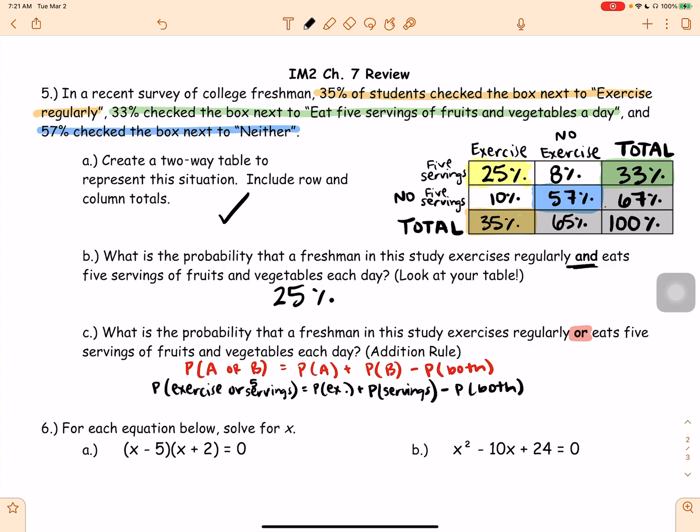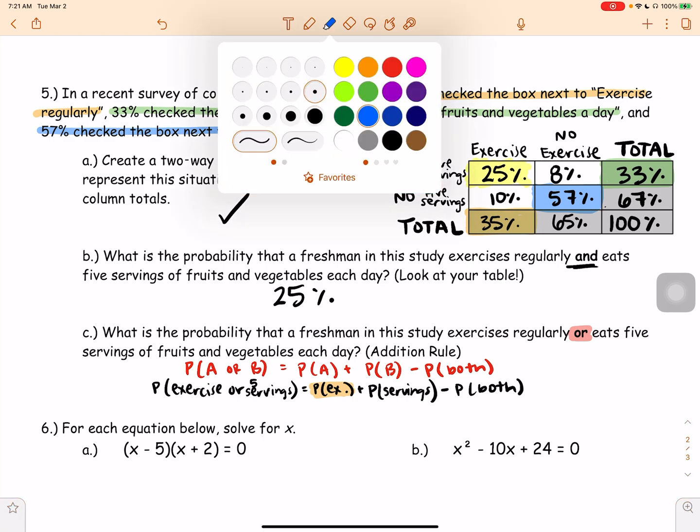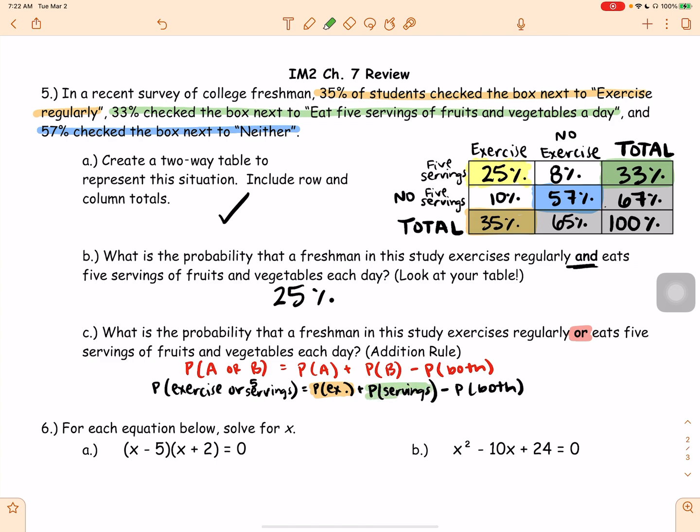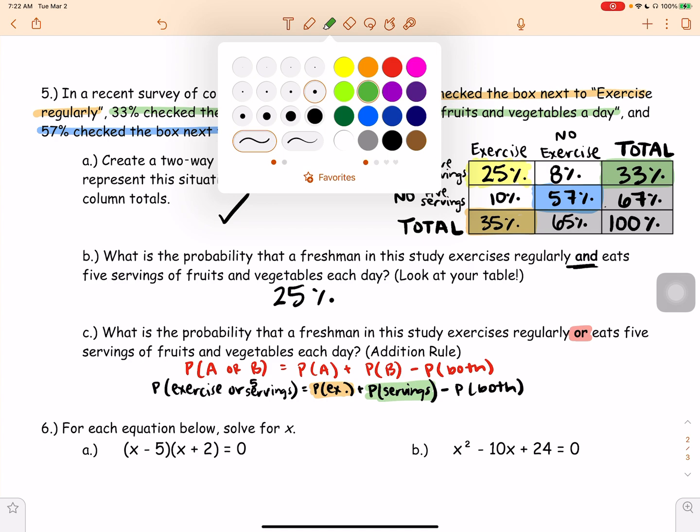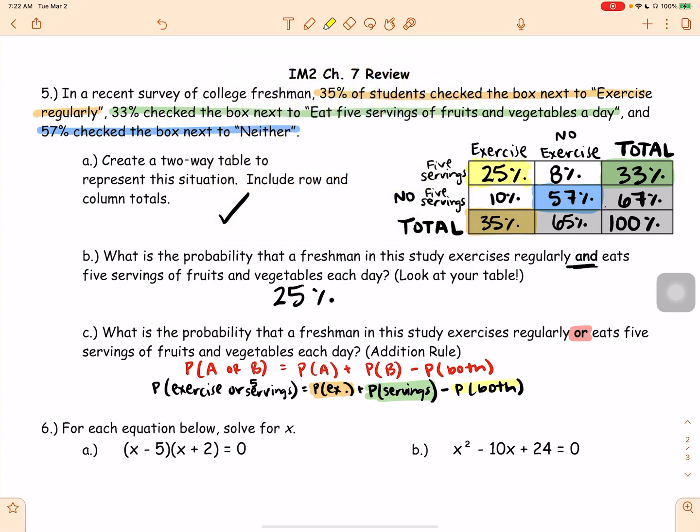So let's see here. The total number of students who exercise is what's going to go here. The total number of students who eat their 5 servings a day is what's going to go here. And the total number of students who do both of those, exercise and eat their 5 servings, is here. And we already have all of those numbers highlighted in the table above. Okay, and that was just a coincidence that they gave us the total number of students who exercise and the total number of students who eat their 5 servings a day. They could have given us other numbers to find everything else, but they give us those.